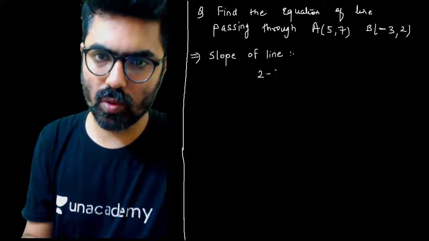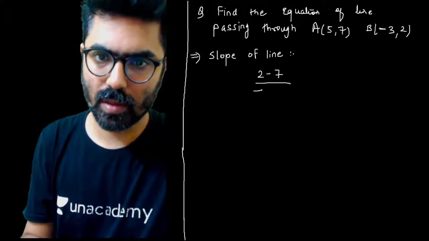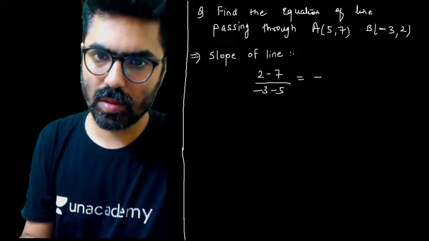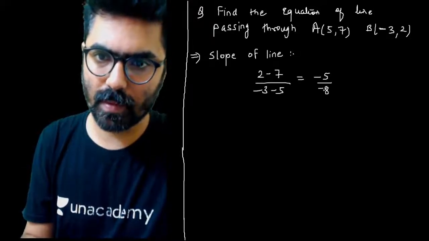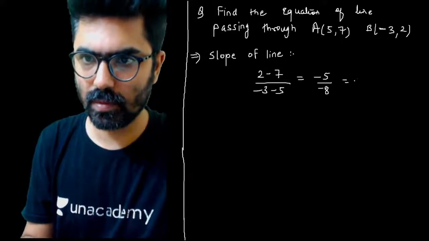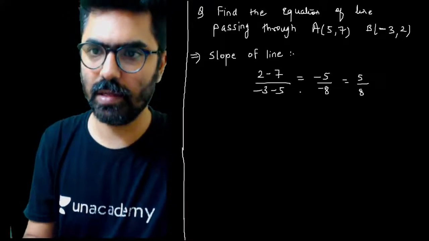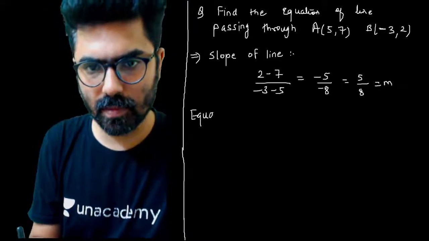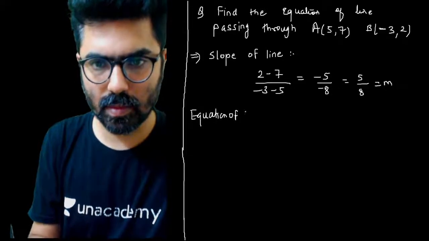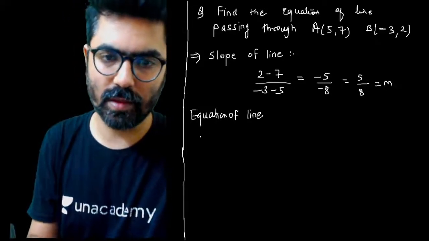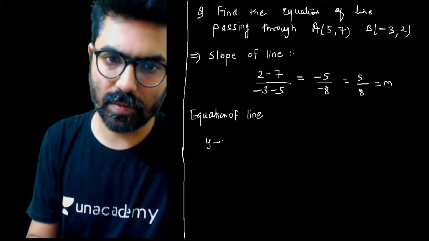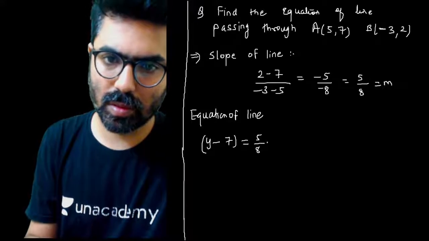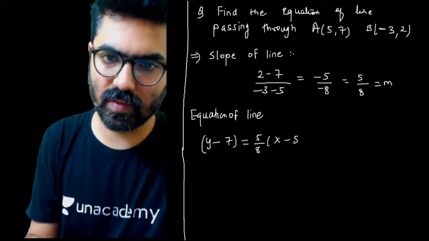So it is 2 minus 7 upon minus 3 minus 5. So this is minus 5 by minus 8. It becomes 5 by 8. This is what the slope of the line is. Now the equation of line will be y minus 7 is equal to slope times x minus 5.